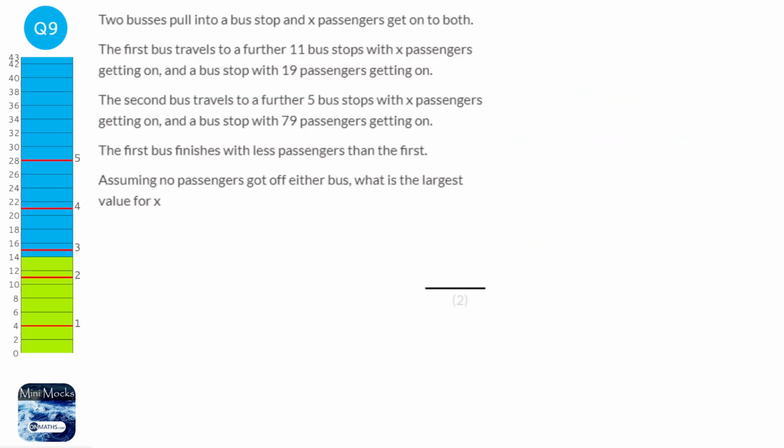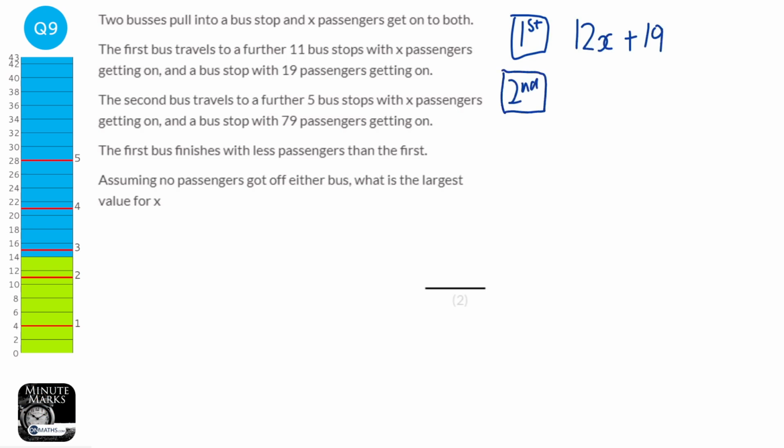So we're going to write an expression for the amount of people on the first bus. So they've started with X passengers and they've gone to 11 bus stops with X passengers. So altogether that is 12X. So we're going to have the first bus, and so we've got 12X. And then on the last bus stop, 19 passengers get on. So plus 19. Now for the second bus, well, we start with X and a further 5X come on, because 5 bus stops with X passengers. So that's 6X altogether. And then 79 get on.